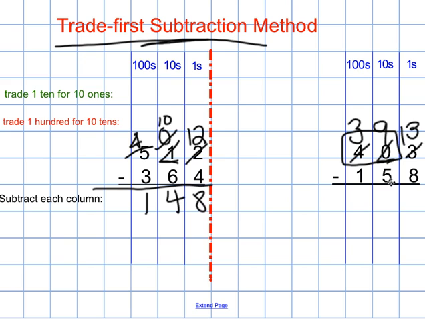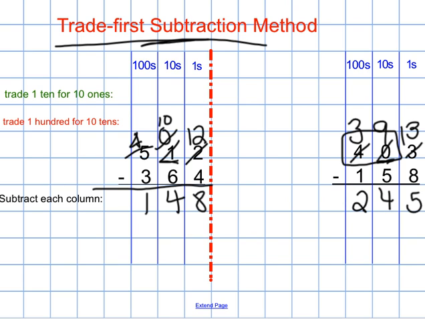Subtract 8, 9 is bigger than 5, and 3 is bigger than 1. We're good to subtract. So 13 subtract 8 is 5. 9 subtract 5 is 4. And 3 subtract 1 is 2.